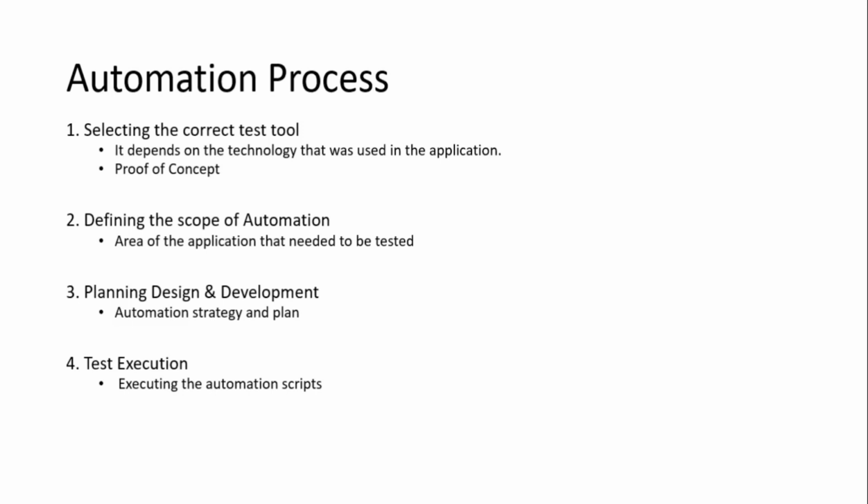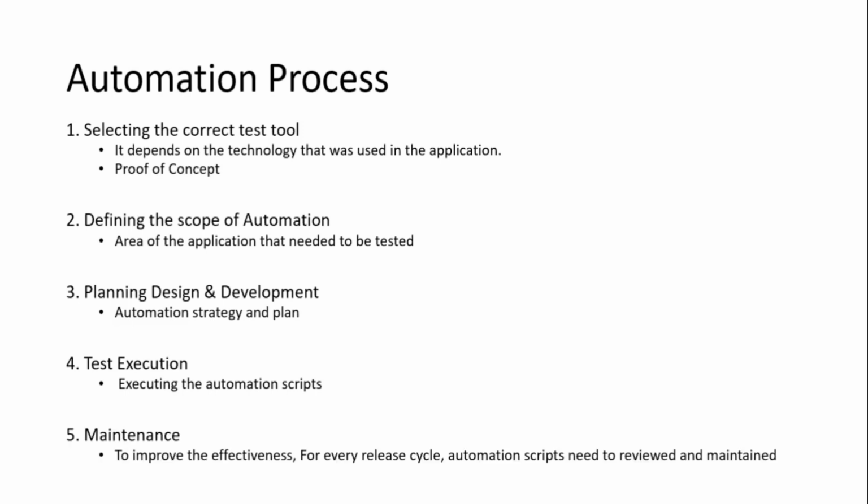To improve the effectiveness, every application needs to be tested repeatedly on a regular basis for each and every release cycle. Applications will have release cycles which we need to test regularly. And in this phase, automation scripts need to be reviewed and maintained for each and every cycle.